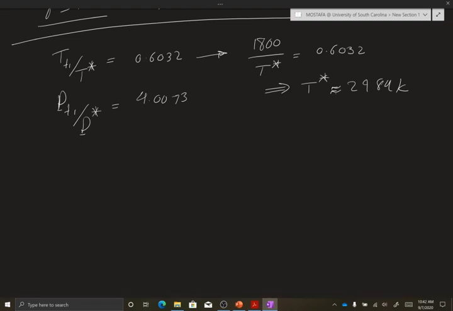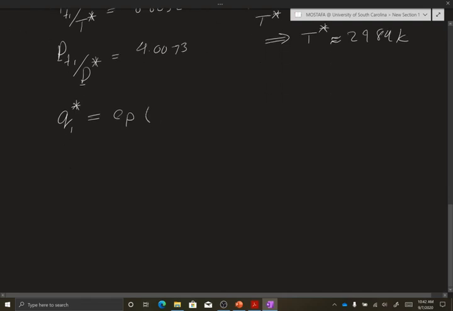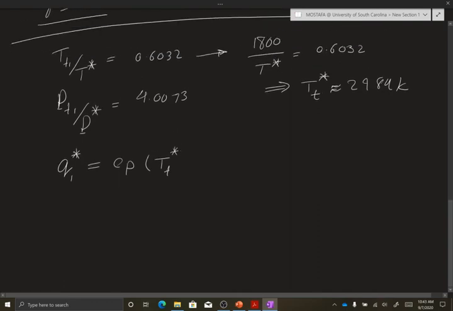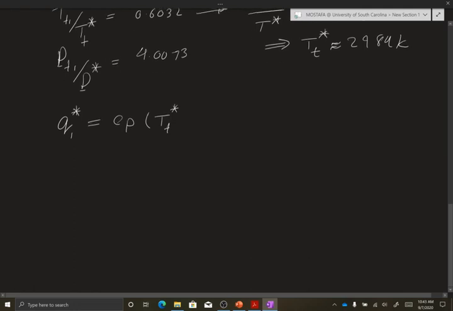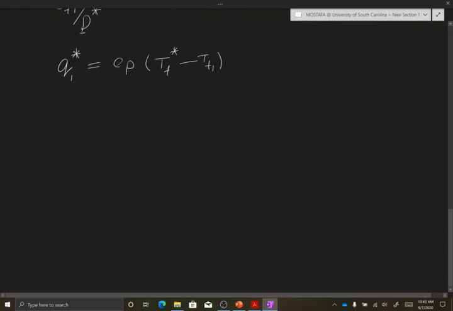The next step is to find the maximum heat release per unit mass of air. The total heat release can be found as we are going from TT1 to sonic condition. So your maximum heat release, Q1 star, is Cp multiplied by the delta T, TT star minus TT1. Okay, delta T.